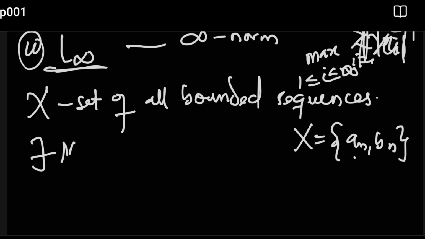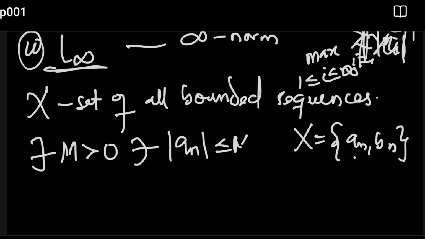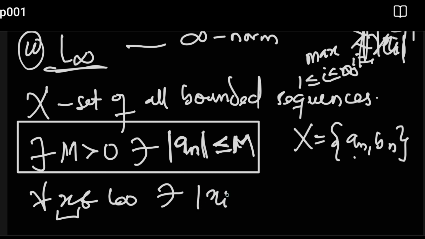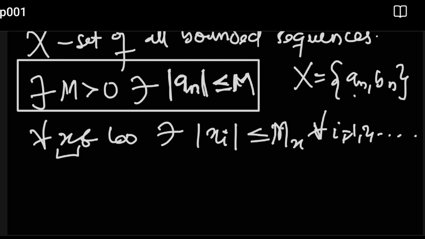So there exists a constant M greater than 0, such that the absolute value of the sequence is less than or equal to M. So this is boundedness. You should remember the definition. So this is what the sequence space L infinity is all about. So if you have x in L infinity, remember x is complex, such that the xi's are less than or equal to some constant Mx. So M can sometimes depend on x. So we have this for all i equals 1 to infinity, as we said in our case.